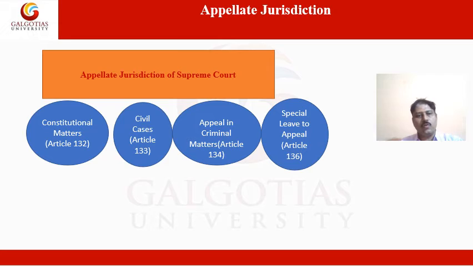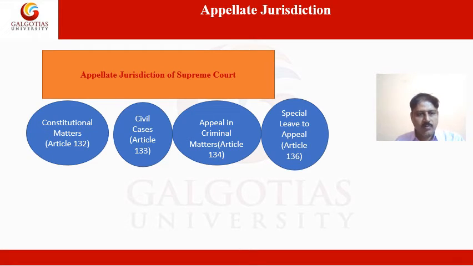Article 134 of the Constitution deals with the appellate jurisdiction in criminal matters. According to Article 134, an appeal shall lie to the Supreme Court from any judgment, final order, or sentence in criminal proceedings of a High Court in the following two ways. Number one, without the certificate of the High Court, and number two, with the certificate of the High Court.